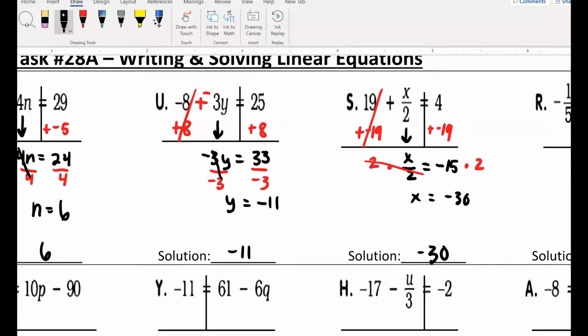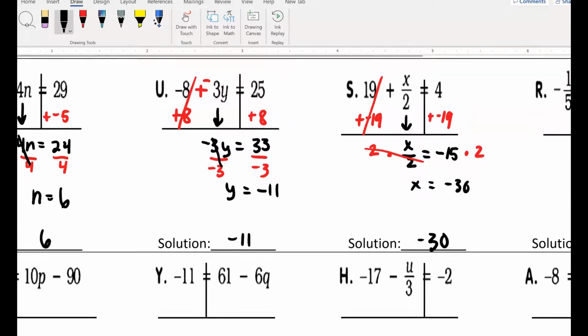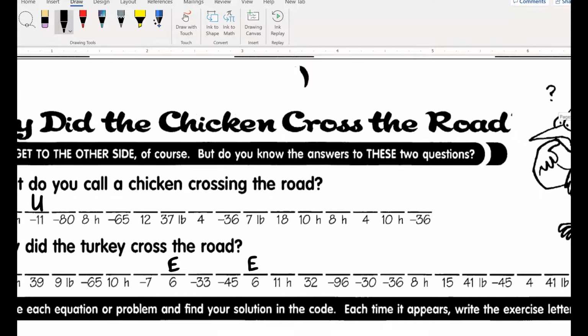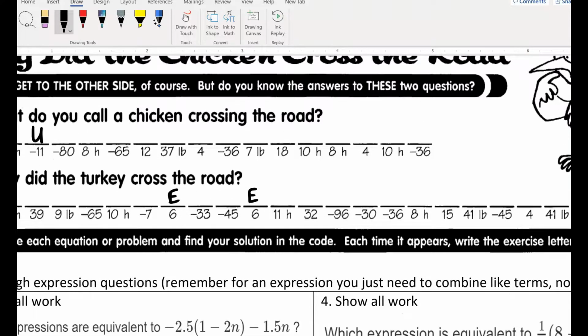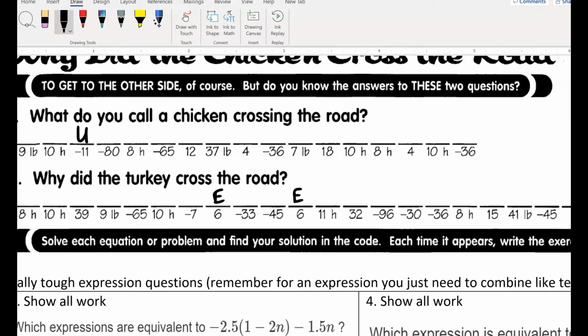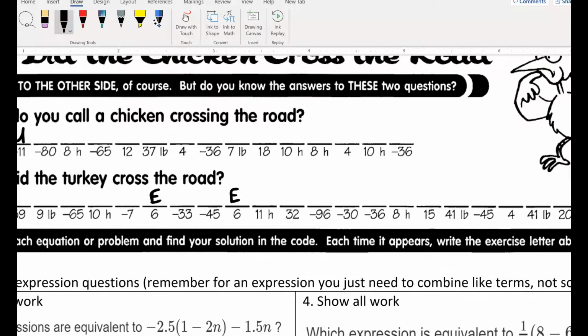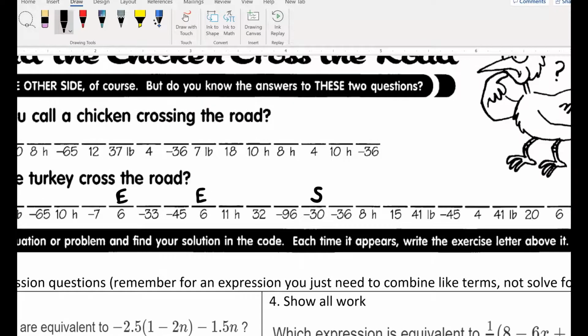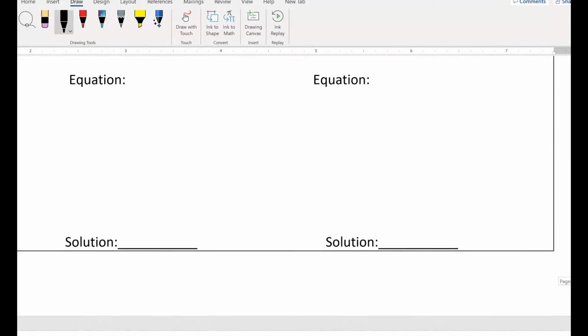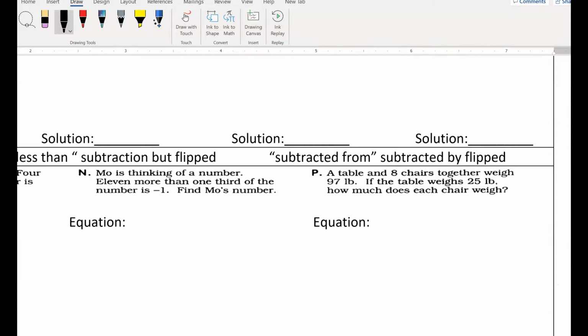Your paper should look exactly like my paper, with arrows and everything. That's going to help you much easier later on. Anytime you see negative 30 on your puzzle, you're writing the letter S. See no negative 30s in the top row. I see a negative 30 right there. And that's it. Okay. Now let's do one of the word problems real quick.